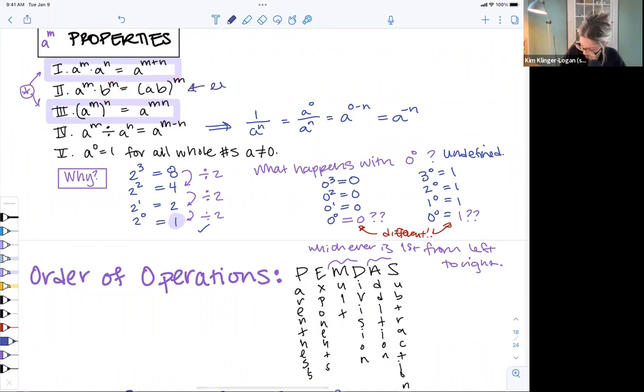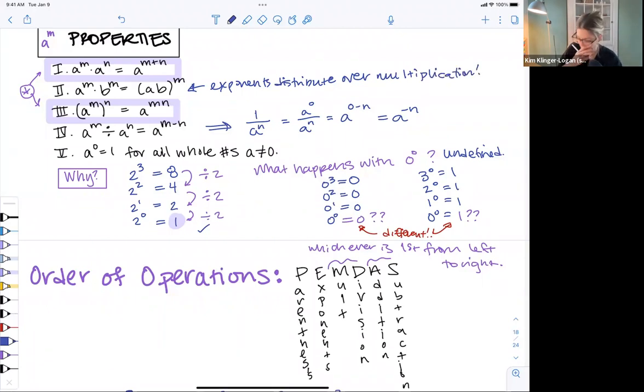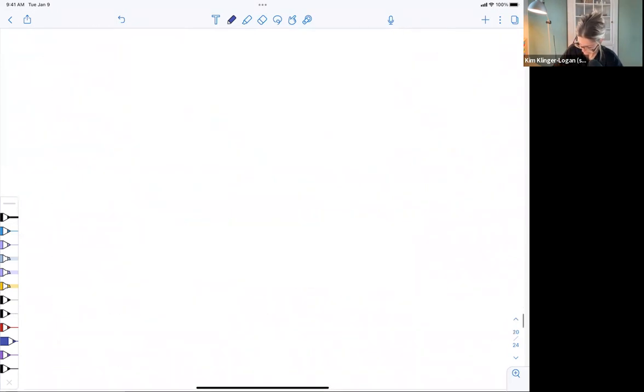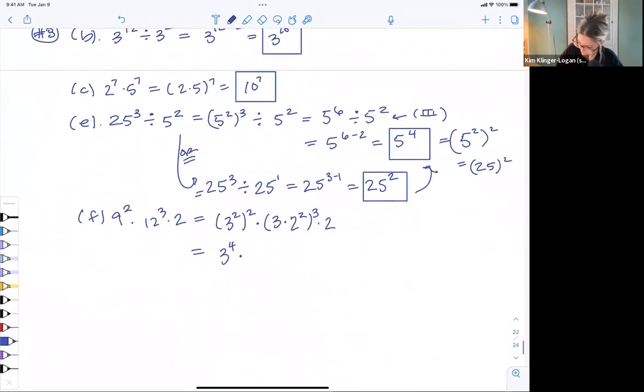So this says exponents distribute over multiplication, not over addition, not over subtraction, is really what that rule says. So let's go ahead and distribute this exponent over this multiplication then. This is 3 cubed, and this becomes 2 squared cubed. So that's using that, I think, second rule.